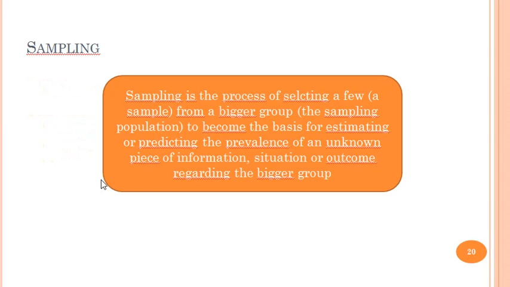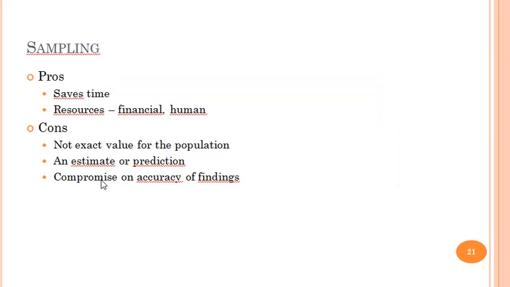So what is sampling? Sampling is basically the process of selecting a few, or a subset, of the whole data set from a bigger group. So we have a bigger group, the population, and we are selecting a subset of it, and we are doing this to become the basis of estimating or predicting the prevalence of an unknown piece of information, situation, or outcome related to the bigger group.